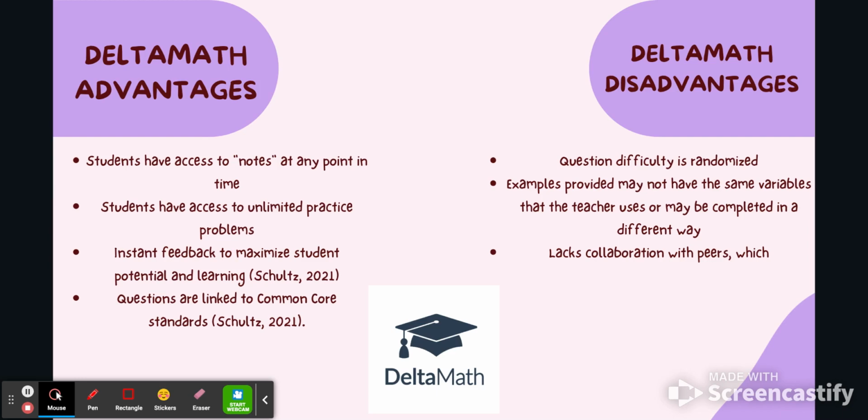They're also given instant feedback to maximize student potential in learning, and this is from Schultz 2021. So students right away know if they got the question right or wrong. Delta Math will tell them right away, and then if a student gets a question wrong, Delta Math will work through the example to show them where their possible error was.